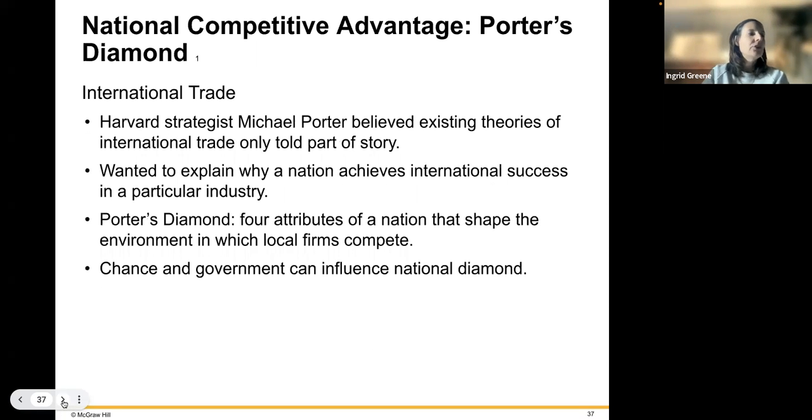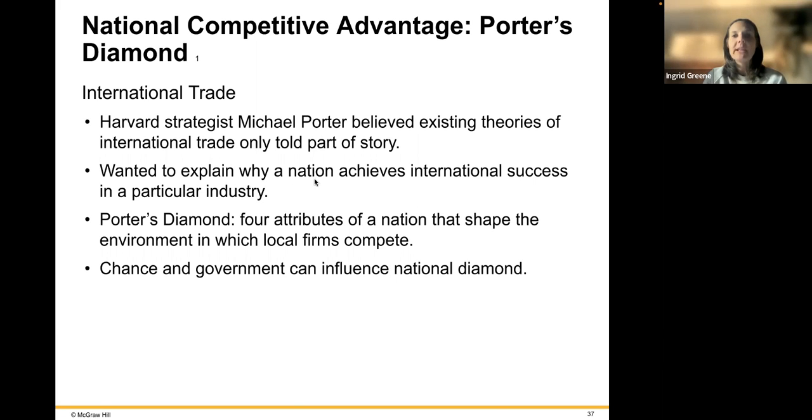Let's now move on to national competitive advantage, Porter's diamond. So back here to Porter from Harvard Business School. As I said, Michael Porter has had a lot of influence on trade theories, economics, and management theories as well. And here he talks about international trade. He believed that the existing theories of international trade were only one part of the story. He has what we're going to see is called a diamond. So he thinks there are four parts to the story when it comes to how we can predict which organizations and countries do well when it comes to trade.